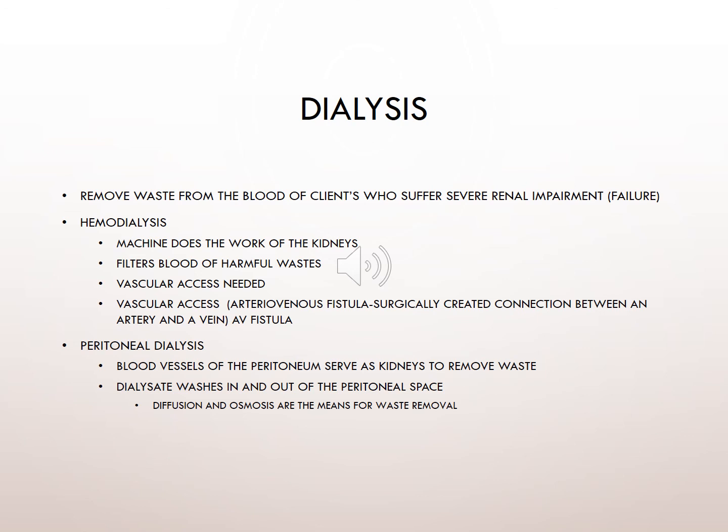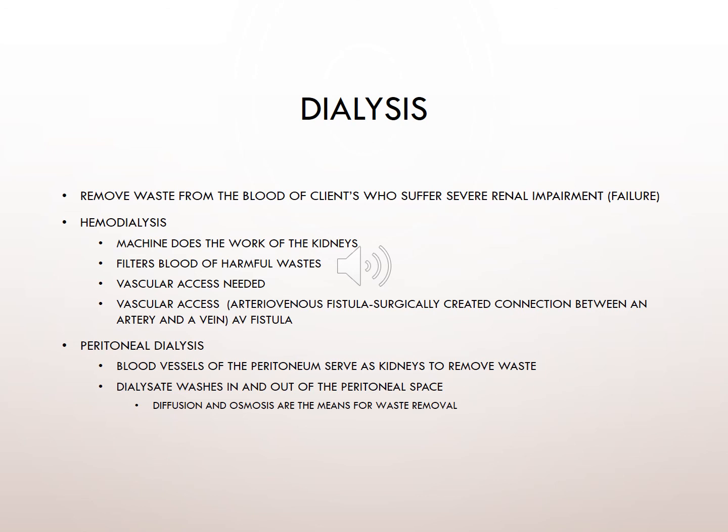So if we have a patient that's in chronic renal failure, they may need to have dialysis in order to remove that waste. Hemodialysis is a machine. Basically, a machine does the work of the kidneys. It filters the blood of the harmful waste. It requires vascular access. And vascular access, as it stated here, is an arteriovenous fistula that's surgically created, and it's a connection between an artery and a vein. You usually hear it referred to as an AV fistula.